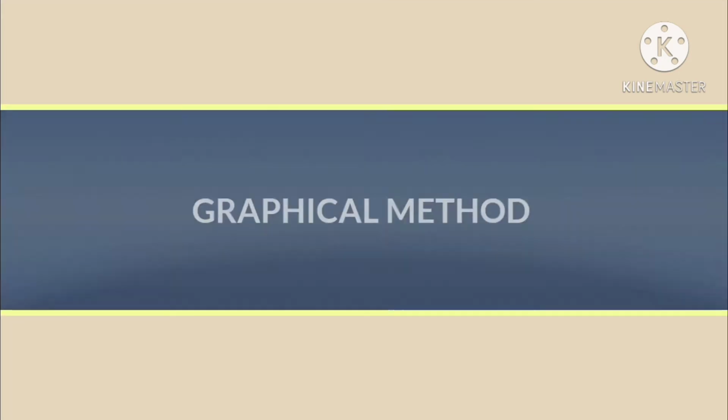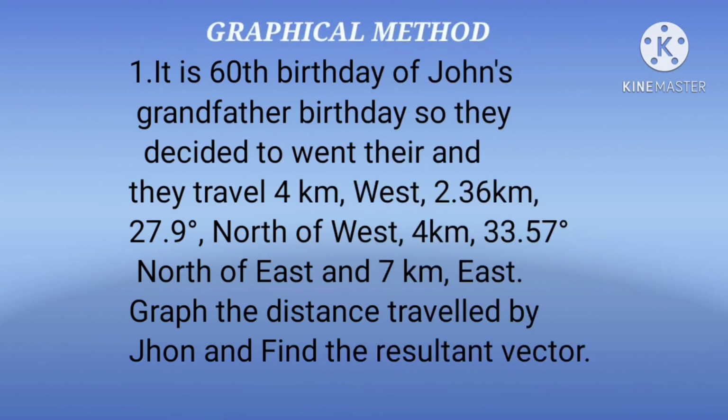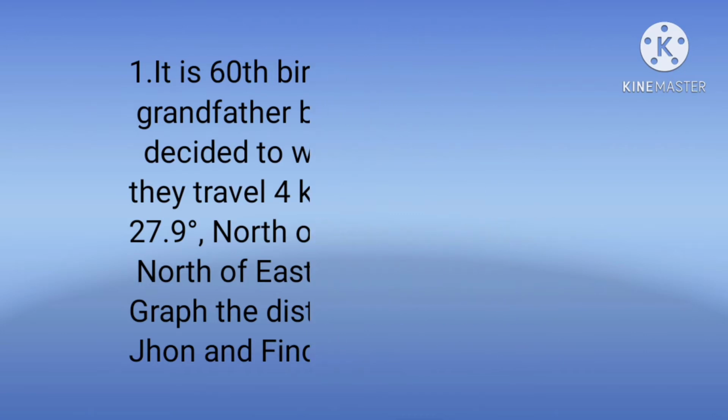First is the graphical method. And here is the example problem of the graphical method. It is the 60th birthday of John's grandfather. So they decided to go there, and they traveled 4 km west, 2.36 km, 27.9 degrees north of west, 4 km, 33.57 degrees north of east, and 7 km east. Graph the distance traveled by John and find the resultant vector.